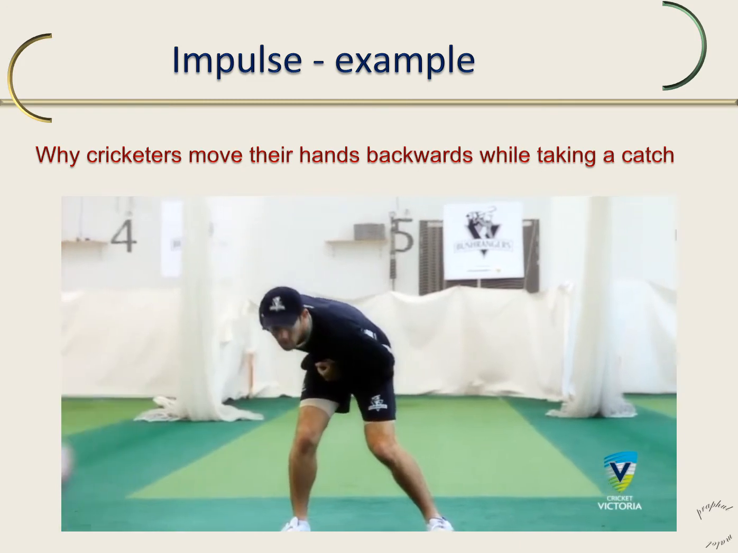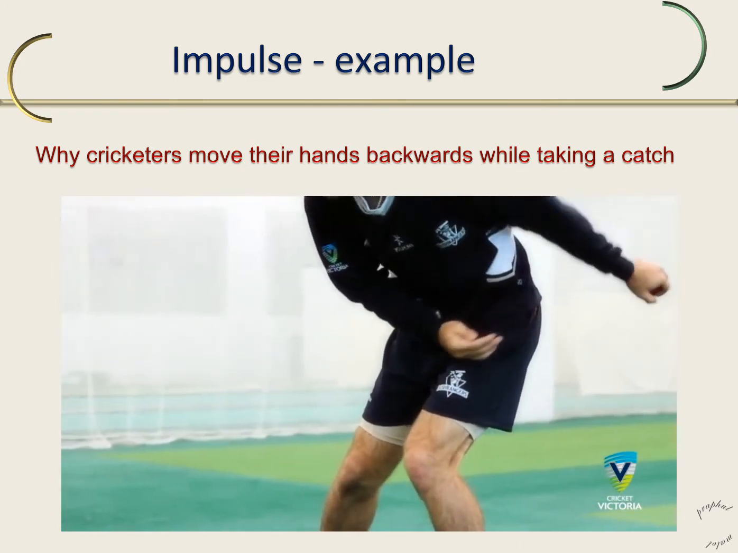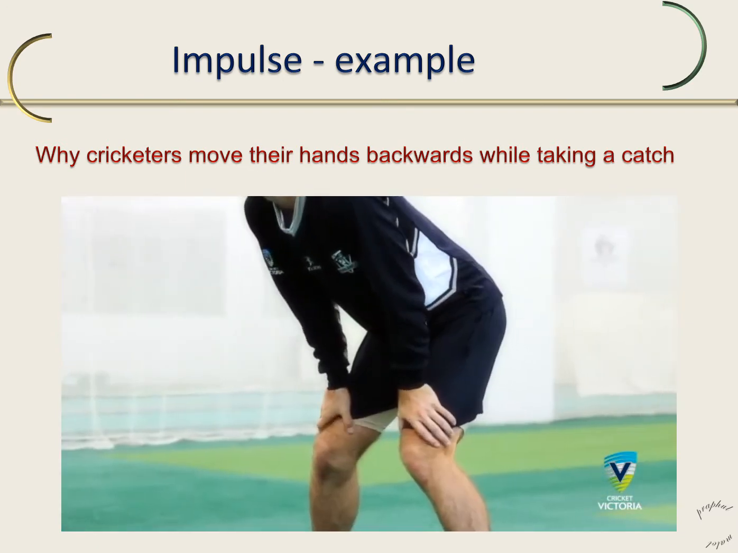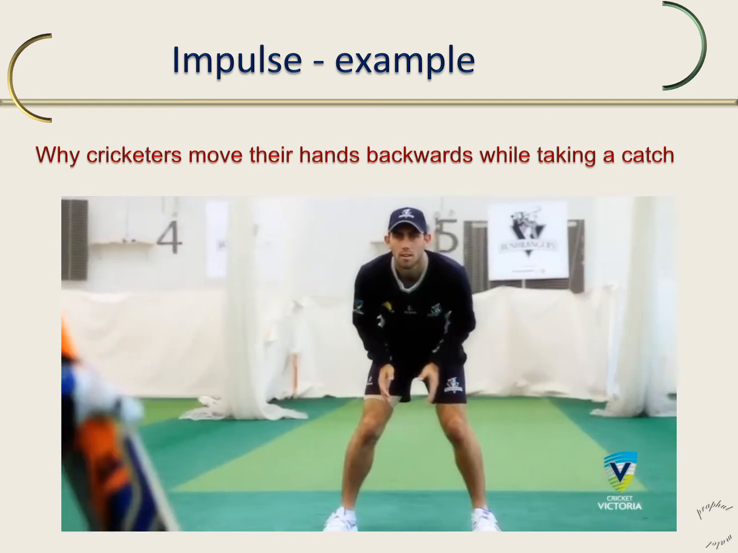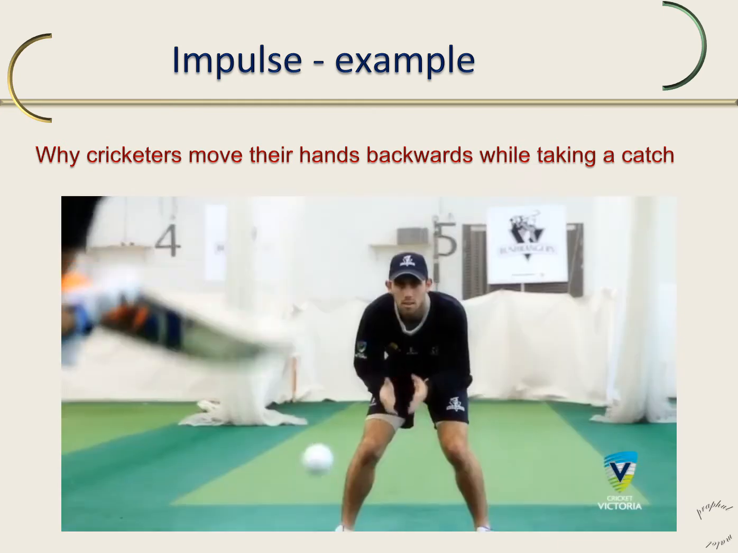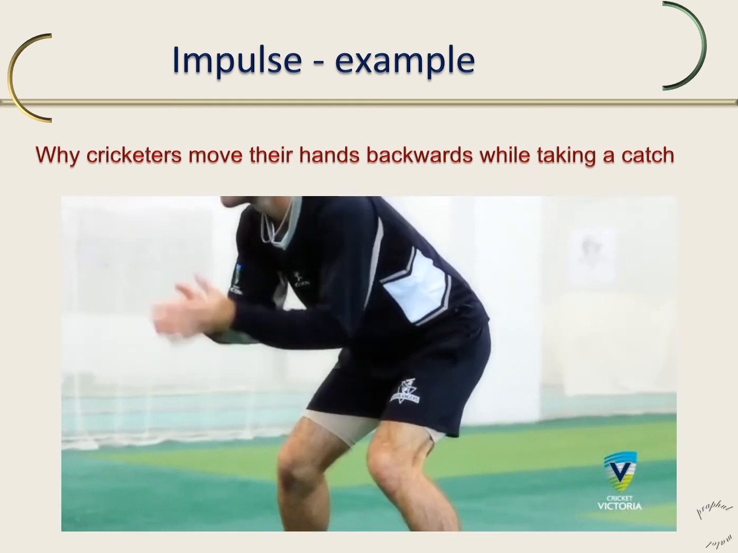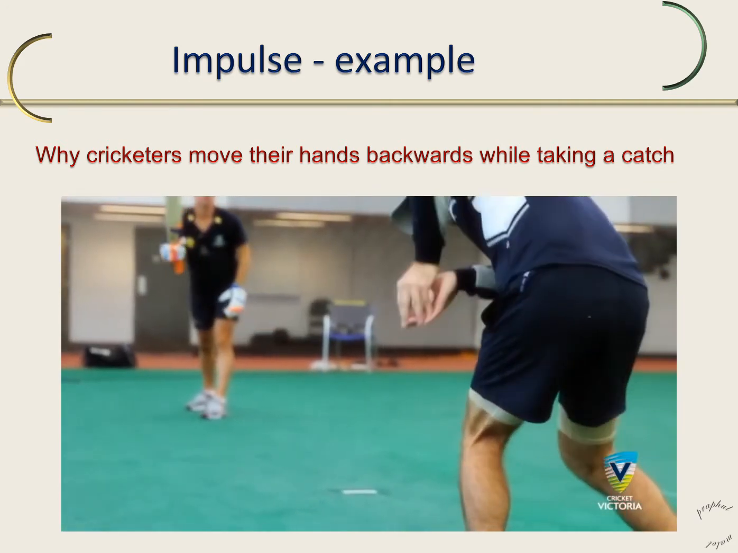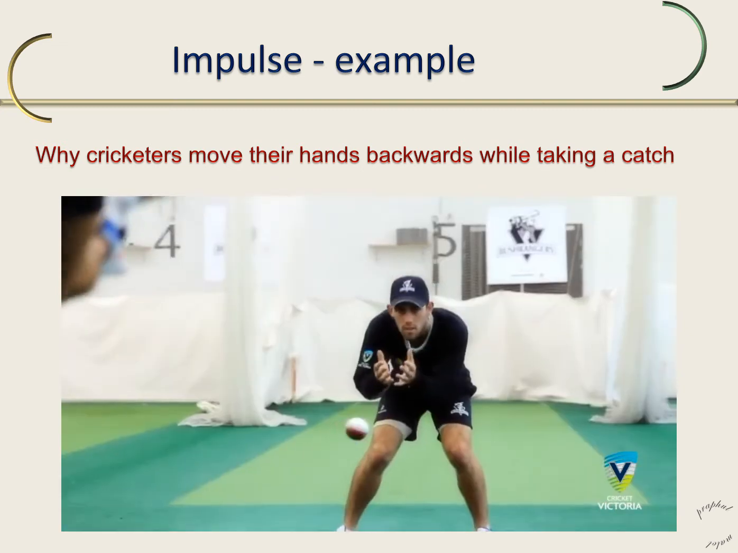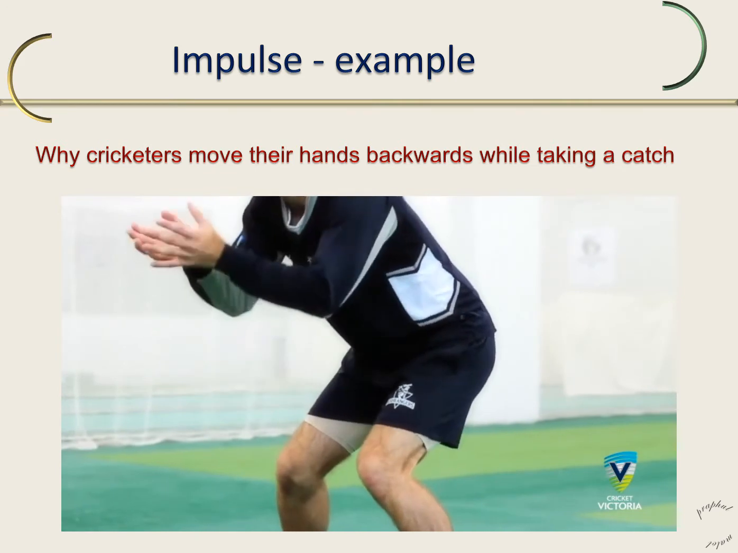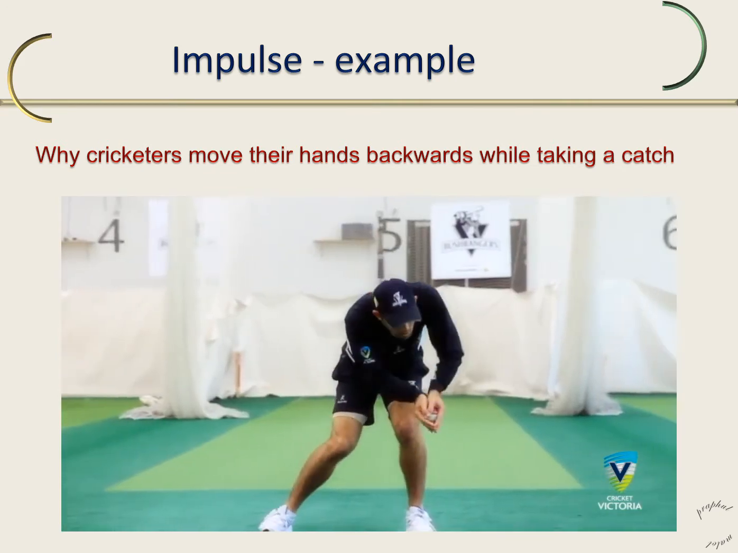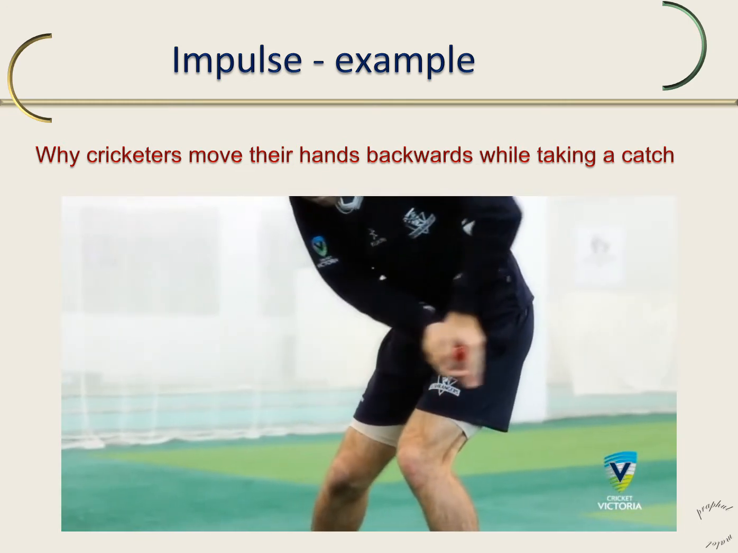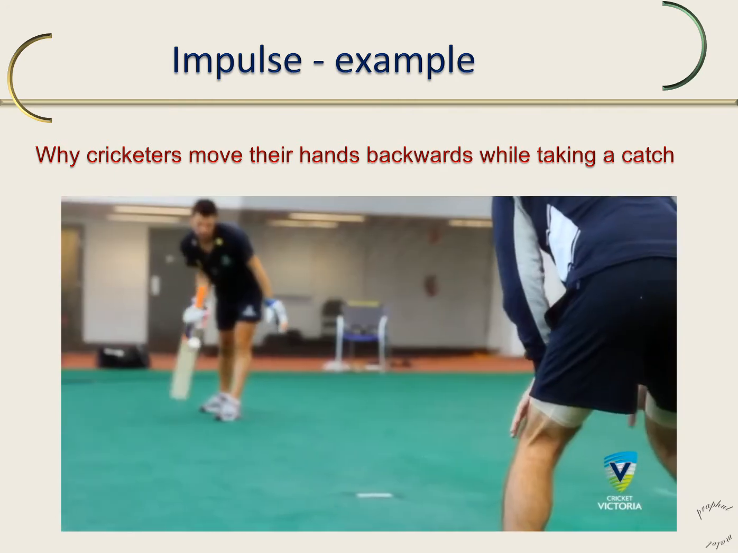Another example you might have seen in the game of cricket: when the players take a catch, they move their hand backwards. What's the advantage of moving the hand backwards? Exactly the same thing we have just seen. As you increase the time of interaction, the time for which the force is acting, you can reduce the amount of force. From Newton's second law, if the time increases, force will decrease. So they are allowing more time for the ball to come to zero velocity. This is how you can reduce the force acting on your hand.